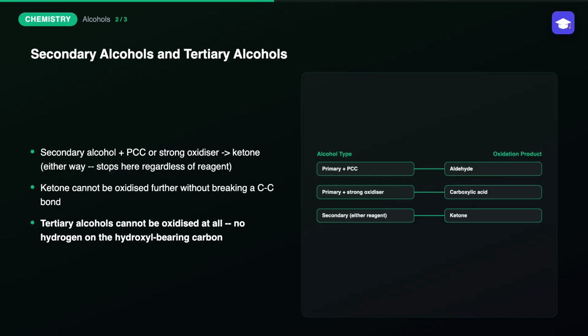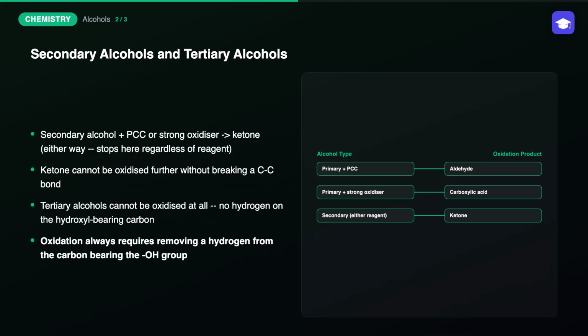Tertiary alcohols, with their hydroxyl-bearing carbon attached to three other carbons and genuinely no hydrogen atom remaining on that specific carbon, cannot be oxidized at all under these normal conditions, since oxidation of an alcohol fundamentally requires removing a hydrogen atom directly from that specific hydroxyl-bearing carbon, and a tertiary alcohol simply has none available to remove.